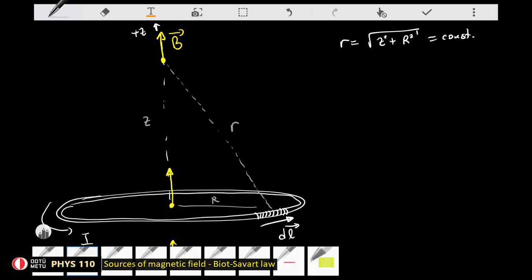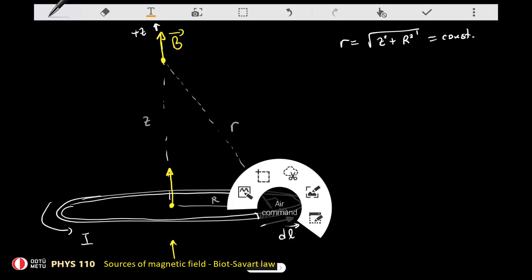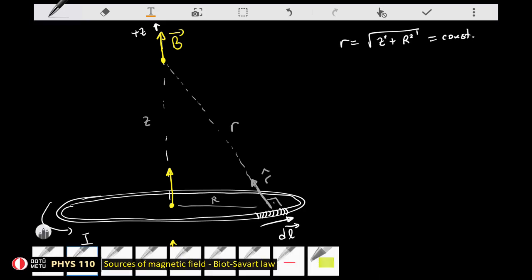Next, let's just draw this unit vector, right? This is the r unit vector that appears in the Biot-Savart law. So we can immediately see that the angle between the length vector and the position unit vector is 90 degrees, right?